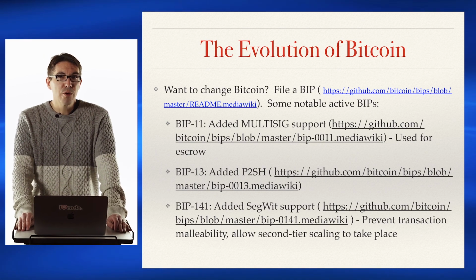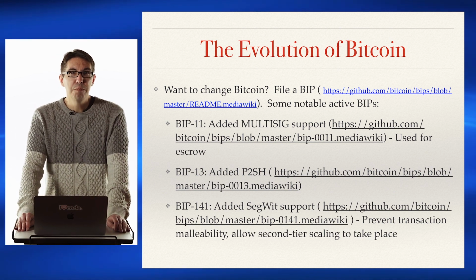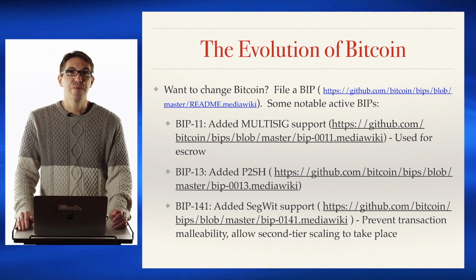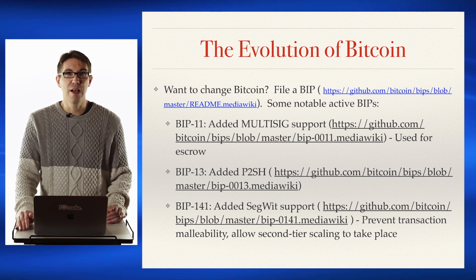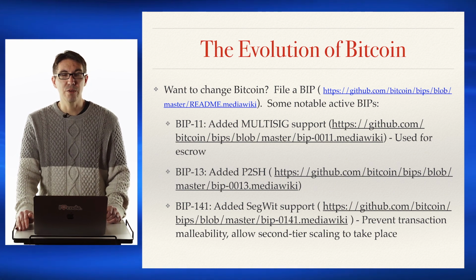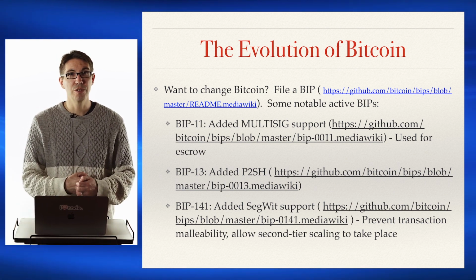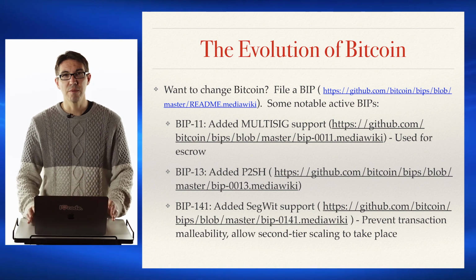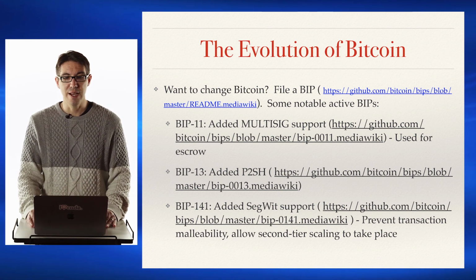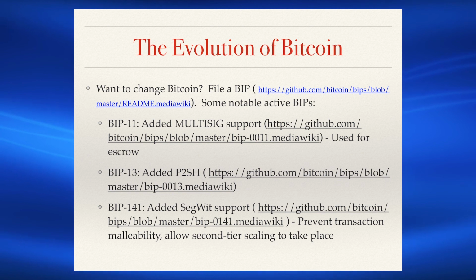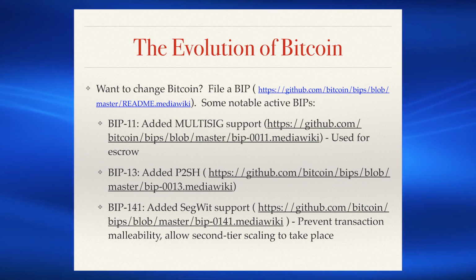So this is how Bitcoin operates now. But things change, right? We have determined a lot of different things about how the Bitcoin network should work and what the code should be like since Satoshi Nakamoto first released it in 2009. You have the ability to change Bitcoin yourself by filing a BIP, or a Bitcoin Improvement Proposal.